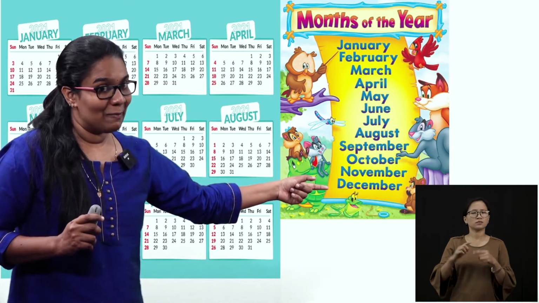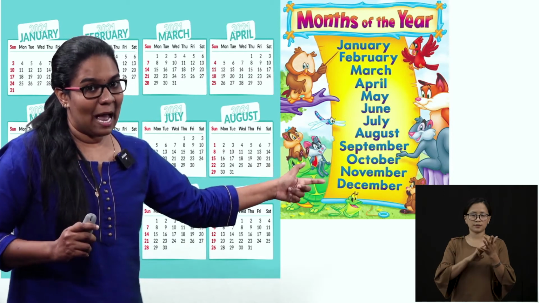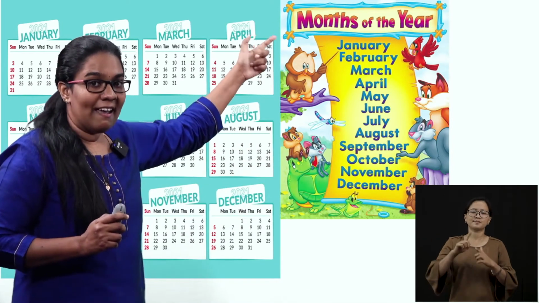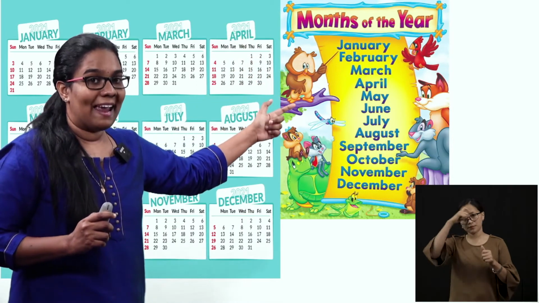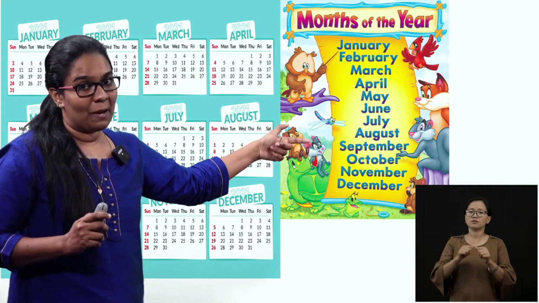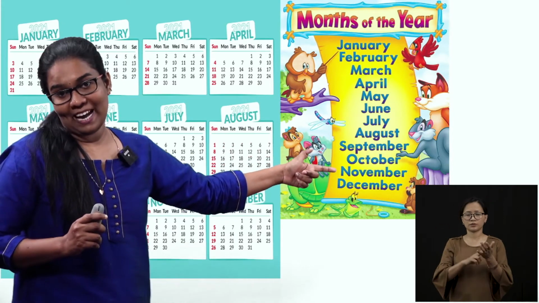Which is the last month? Yes, it is December. January, February, March, April, May, June, July, August, September, October, November, December. Okay?